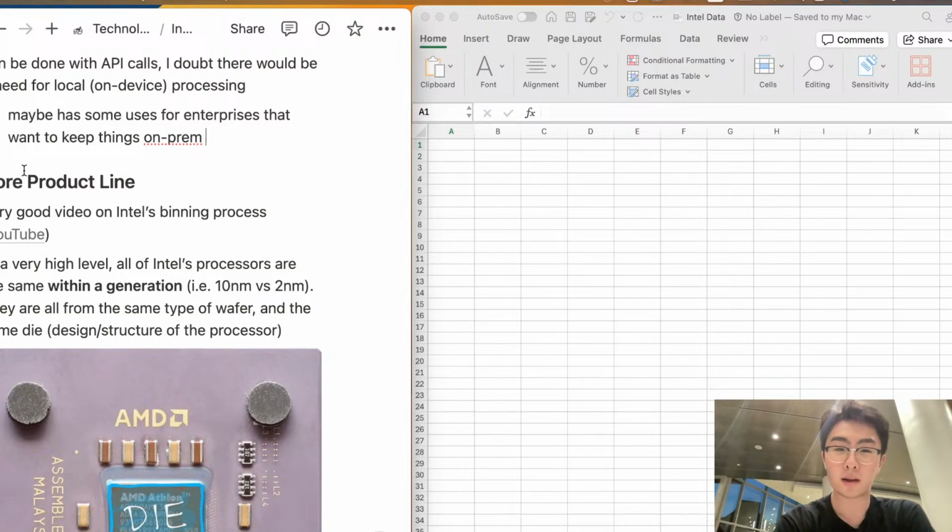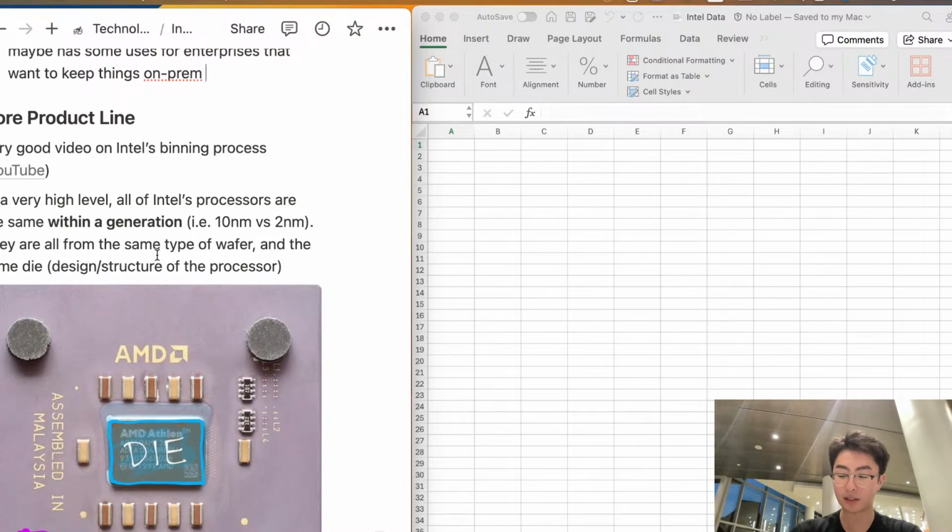But I think what happens actually underneath this process is there's just something called binning. Essentially what Intel does is they make the same die. They'll take a wafer, which is just a circular piece of silicon, and they'll print the same exact die. I guess this is like the core Intel die, which is just a mold for a specific chip design.